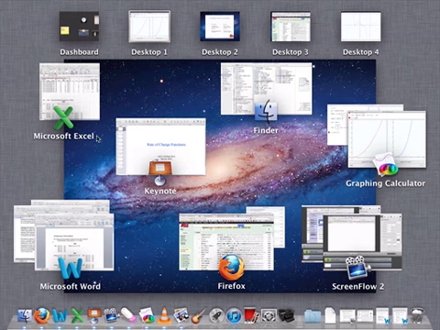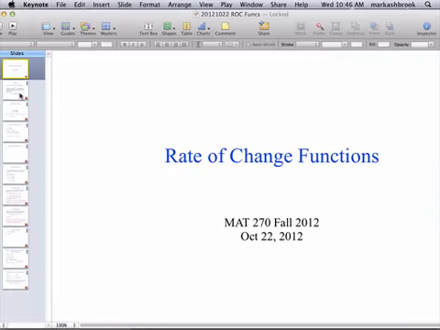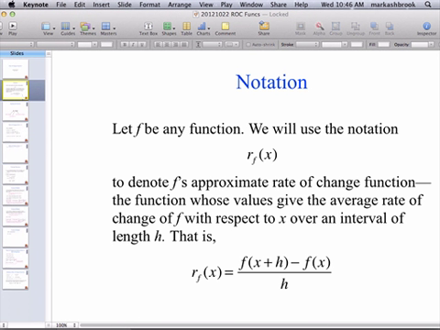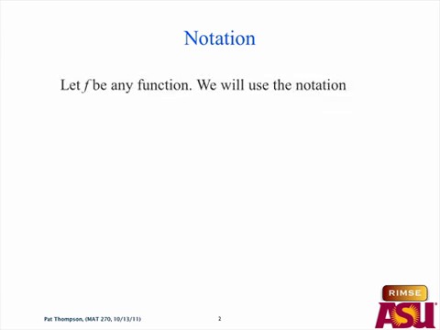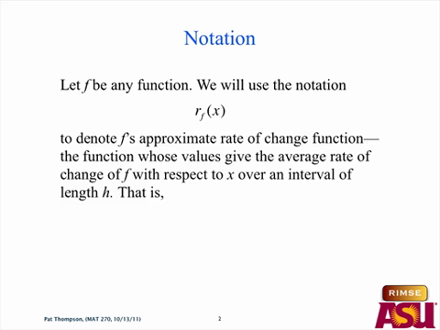Okay, so let's talk about these rate of change functions. Let's talk notation first. I just introduced a new notation, so let's formalize that. If f is any function, and specifically an accumulation function, then we're going to use this notation, r sub f of x, to denote f's approximate rate of change function, the function that gives the average rate of change of f with respect to x over an interval of length h.